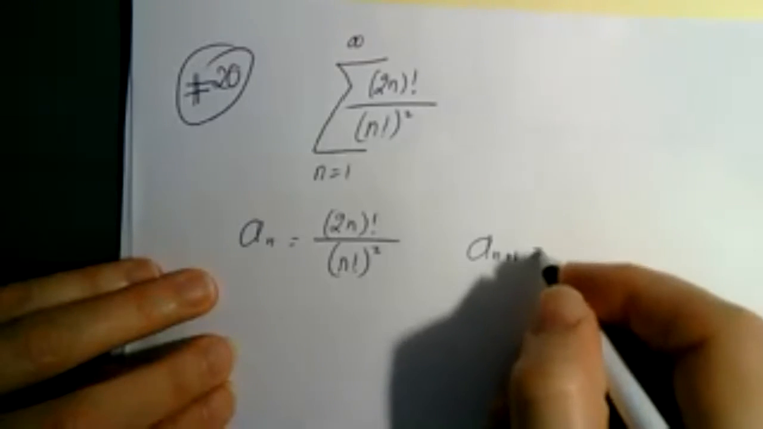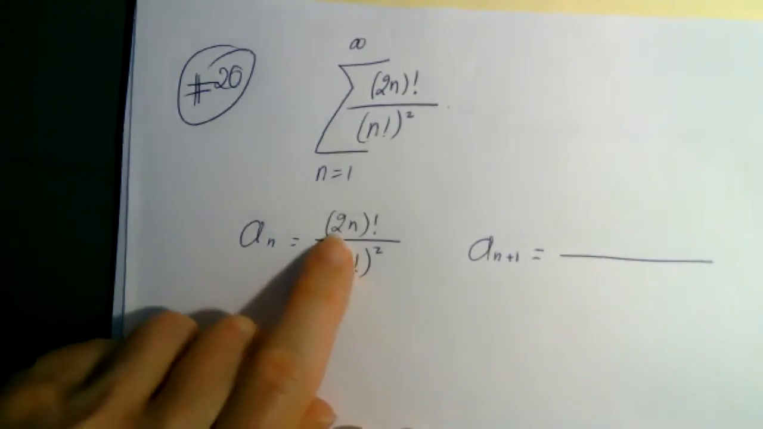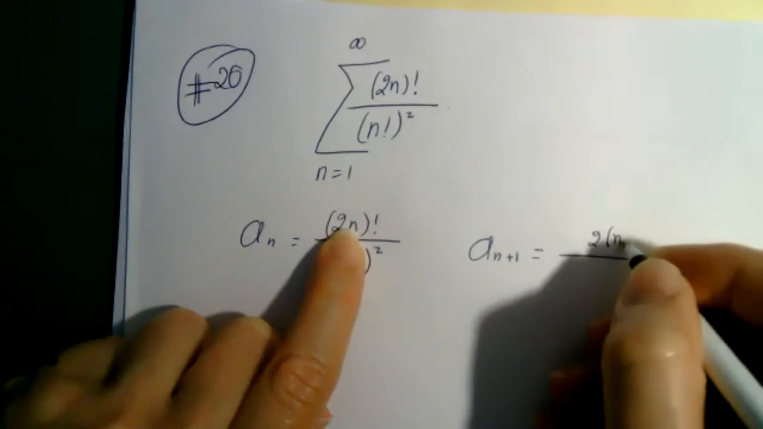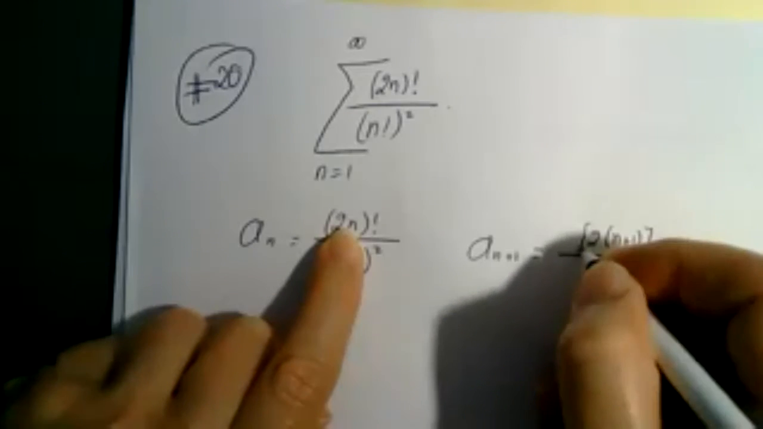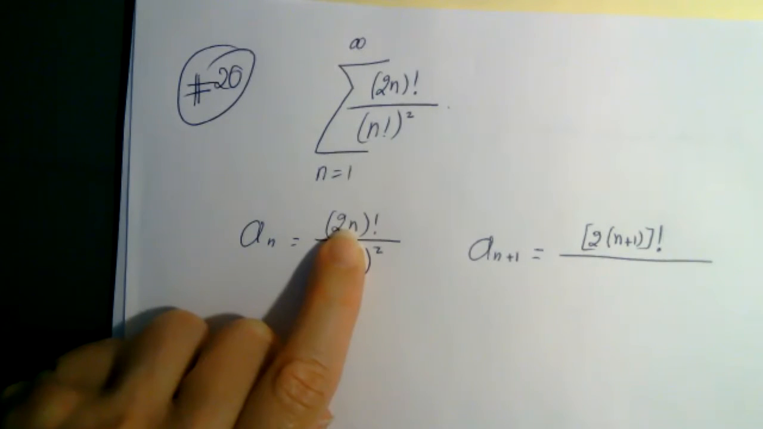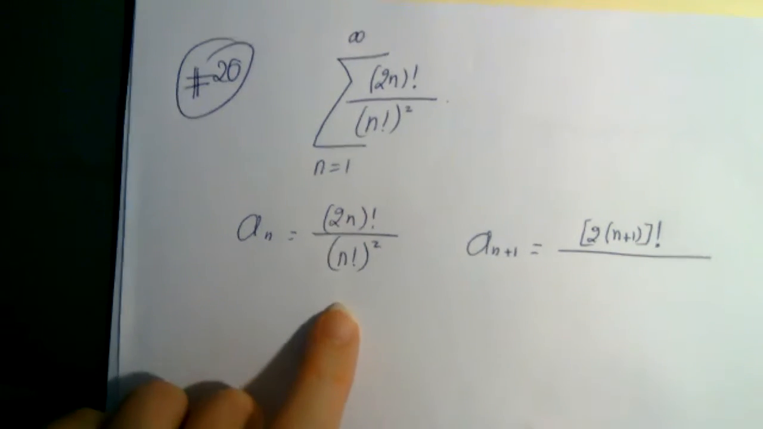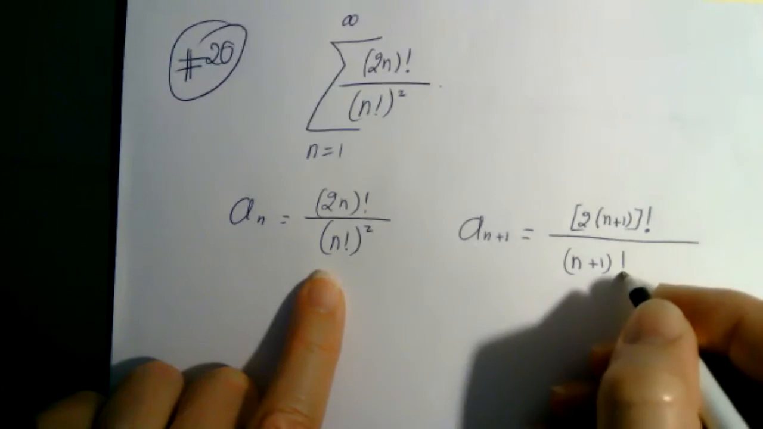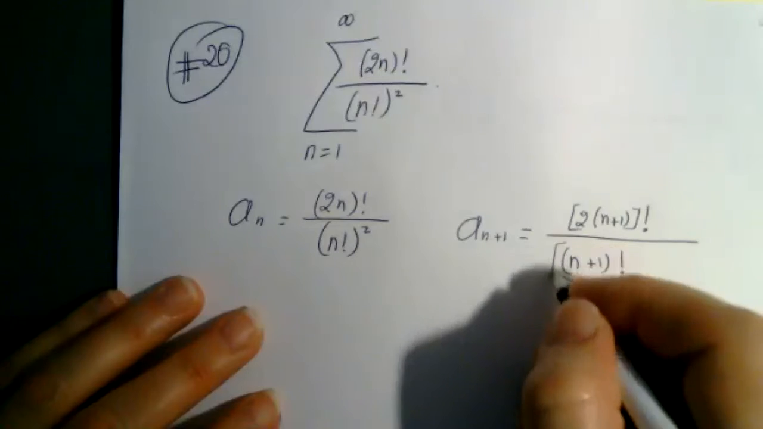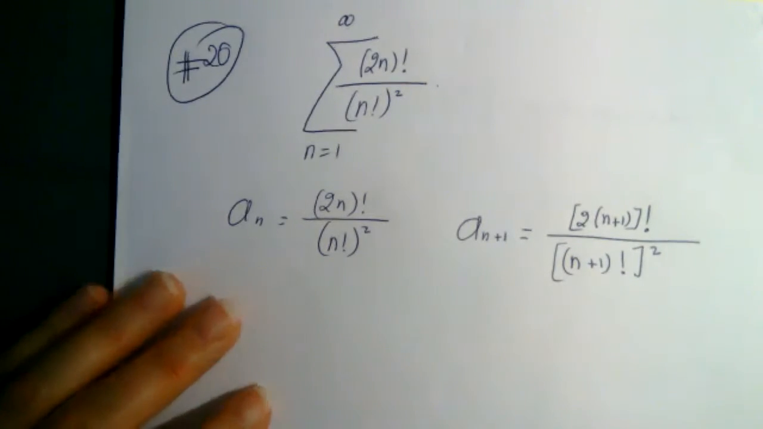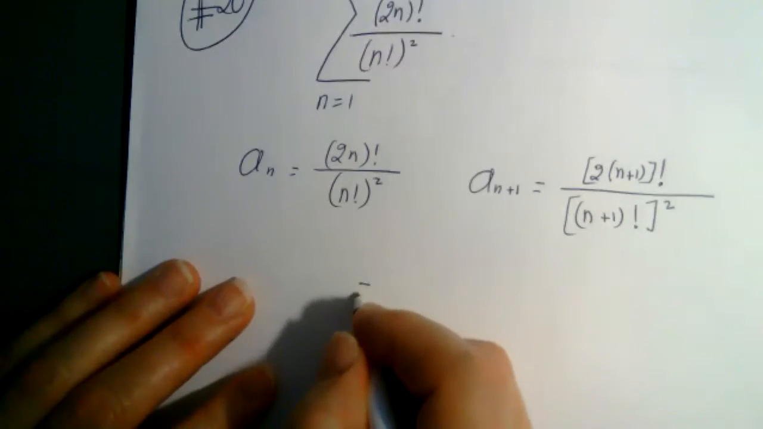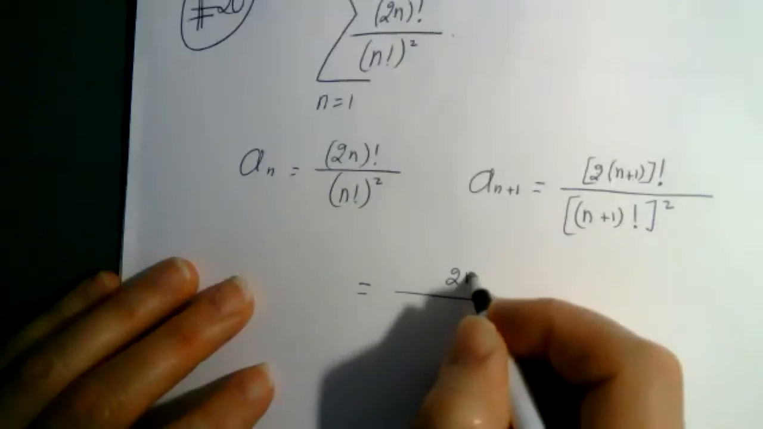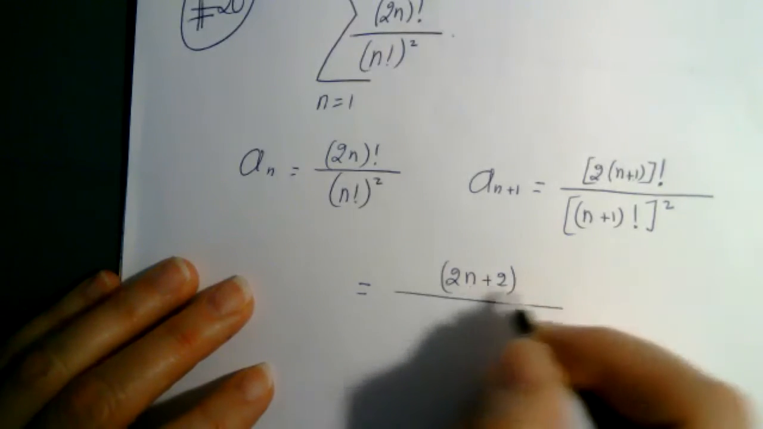So this being said, what's an plus 1? Instead of the n in here, I'm going to put n plus 1, and I'm going to put brackets around it with factorial, just to emphasize that it's the whole term. Instead of n factorial, I'm going to put n plus 1 factorial, sorry, the whole thing squared. So what's this equal to? All right, so an plus 1, I'm going to distribute here. So that's 2n plus 2 factorial.